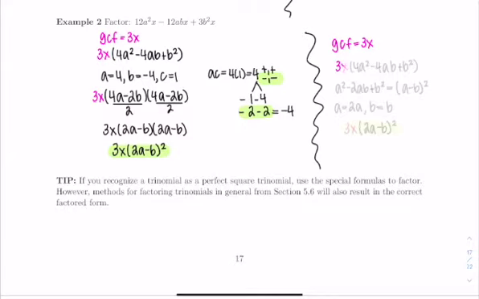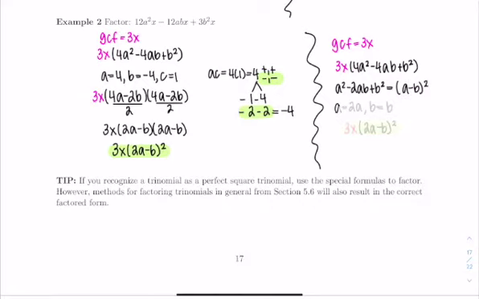And so we're still working with 3x times 4a squared minus 4ab plus b squared. You have to notice that the first term in the 4a squared minus 4ab plus b squared is a perfect square, and so is the last term of b squared. We know we're in the form a squared minus 2ab plus b squared, which turns into a minus b squared.